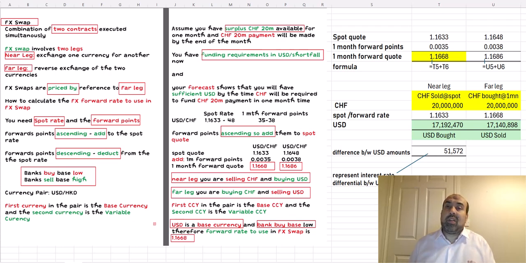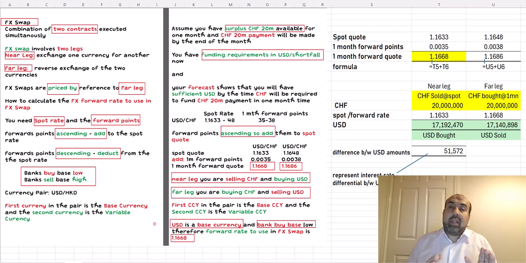Before we proceed with our example, we need to understand that FX swaps involve two legs. One is the near leg and one is the far leg. In the near leg, we exchange one currency for another, and in the far leg, we reverse the exchange of the currencies. FX swaps are priced by reference to the far leg.